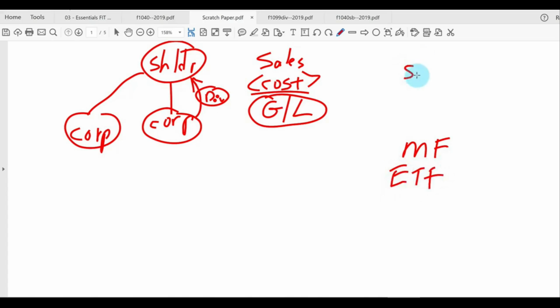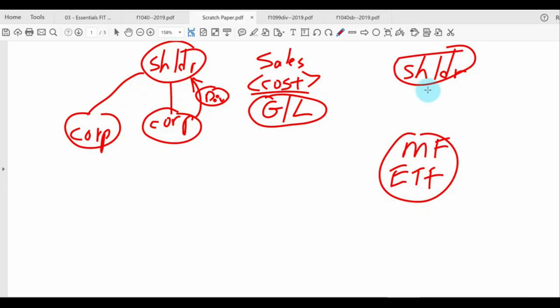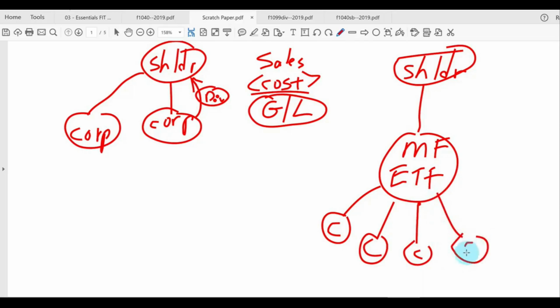So again, you're the shareholder and you're buying shares not directly from a corporation, but from this organization called a mutual fund or exchange traded fund. And in turn, that mutual fund or exchange traded fund would buy shares of stock, probably dozens of different corporations, to so-called diversify the investment. And likewise, these corporations below may pay dividends back to the mutual fund, paying distributions. And in turn, that mutual fund and exchange traded fund will pay back the shareholder that dividend income.